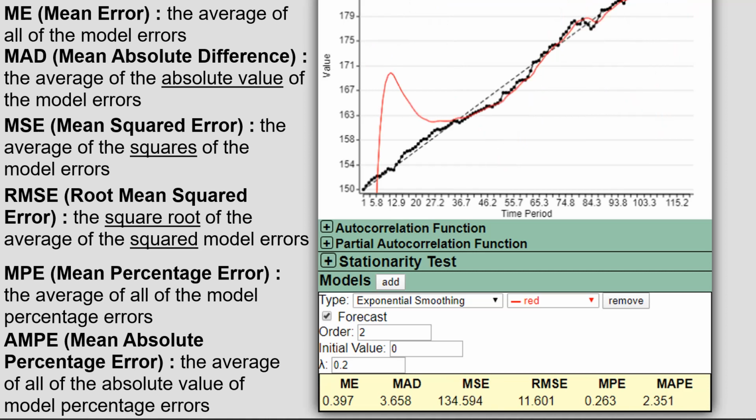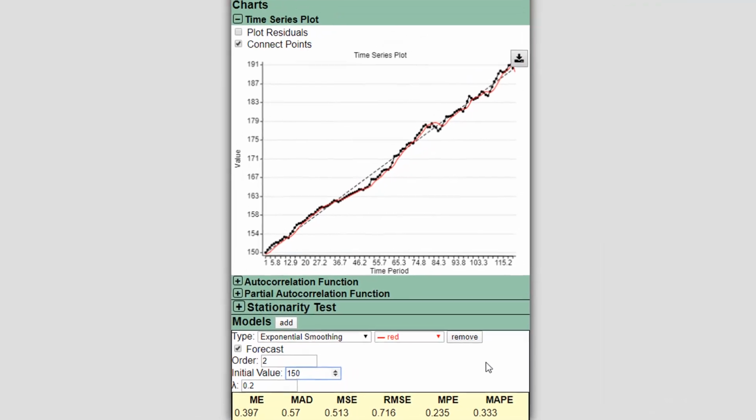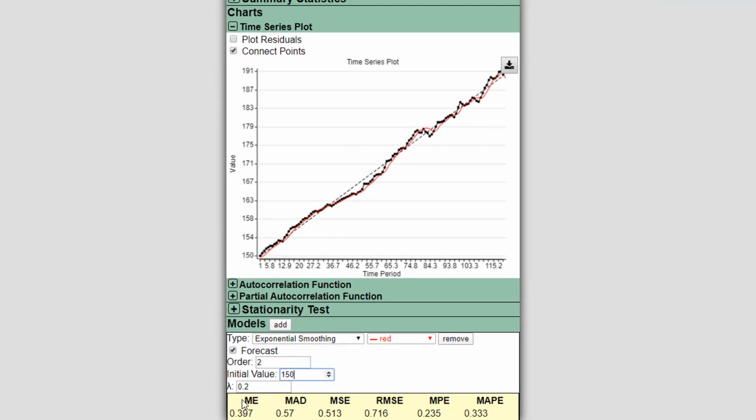Let's see if I change that. Instead of looking at the residuals, if I uncheck that, let's change my initial value back to 150. Here, this is looking at the model on the original data. I still have this linear trend transformation, but I've backed out the linear trend. And what I have now is a mean error of 0.397. That's in consumer price index units.